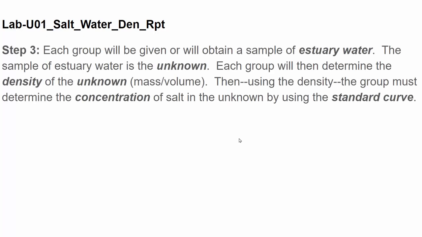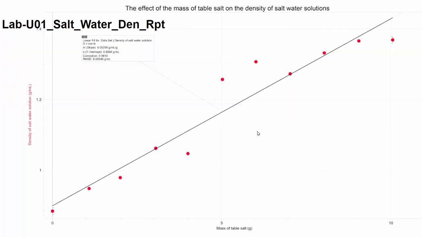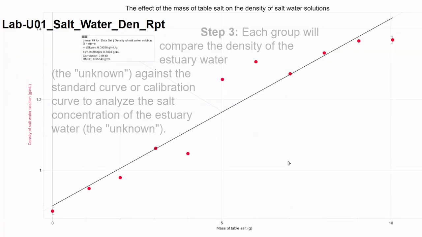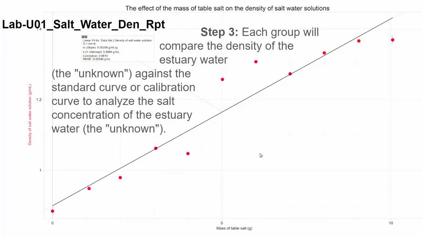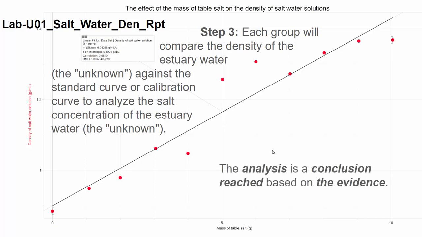Then you're going to be given, and I'm going to give you this, it's on the data sheet I'm going to give you, a sample of estuary water. You'll determine its density by determining its mass and its volume and dividing. And then you're going to compare that against the standard curve. That'll be your analysis, and you'll write that in the conclusions.